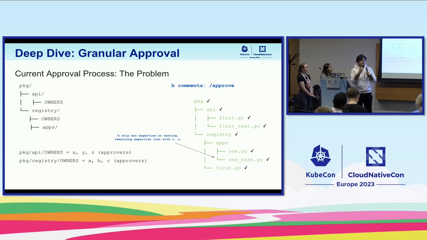That essentially does not give enough confidence for B to approve a single file, which reduces the velocity of PRs and aggregates approval privileges onto a specific set of people as well. So what we are trying to work towards is a granular approval mechanism.